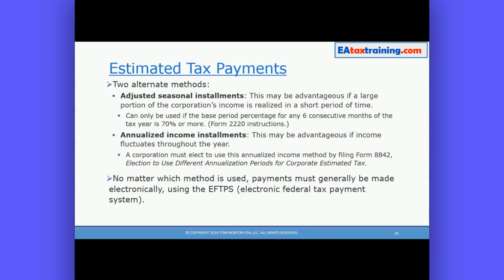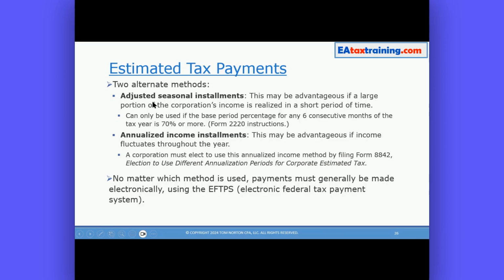Now, in addition to those two standard methods, there are a couple of alternate methods. They're called the adjusted seasonal installments method and the annualized income installments method. I do not want you to get too far into the details on these. Just know what they are and the types of taxpayers they are beneficial for. The adjusted seasonal installments method, as you might guess, is for businesses that are very seasonal, that get most or all of their income in a relatively short period of time, several months or so. You see here that it can only be used if the base period percentage for any 6 consecutive months of the year is 70% or more. Don't worry about what all that means. Maybe remember this 70% number. You don't have to understand exactly what that means or how to calculate it. They're not going to ask you to calculate this or anything like that.